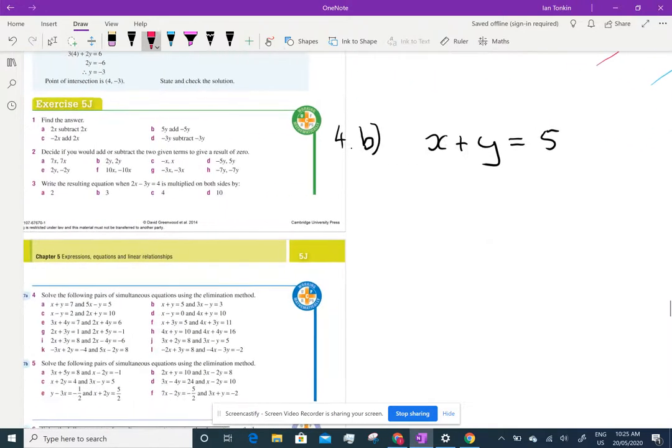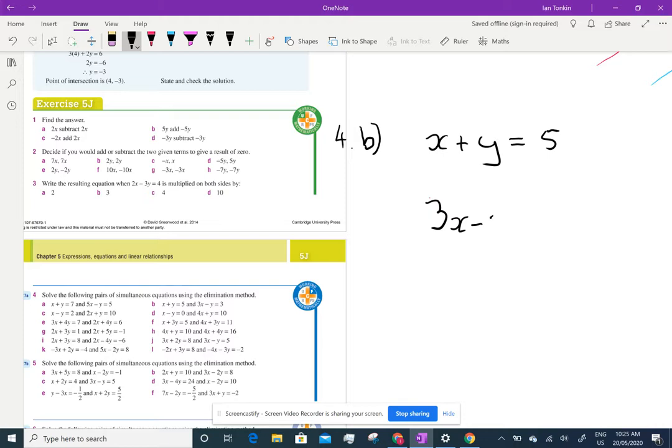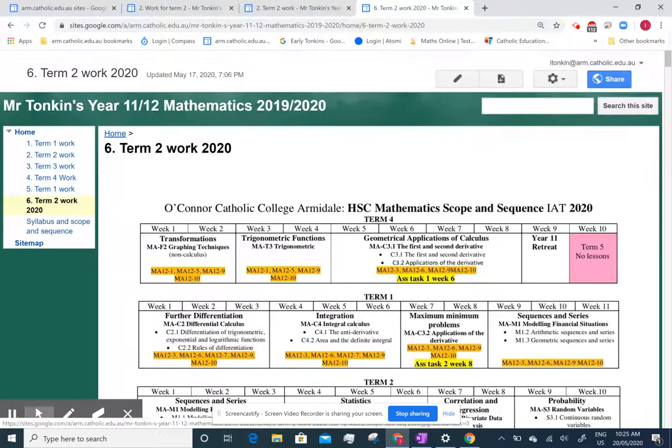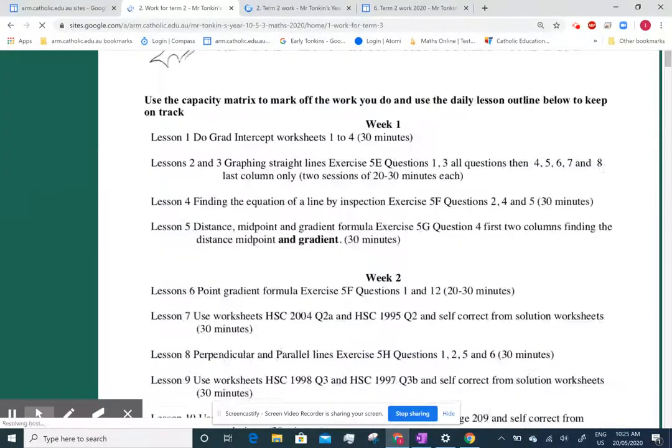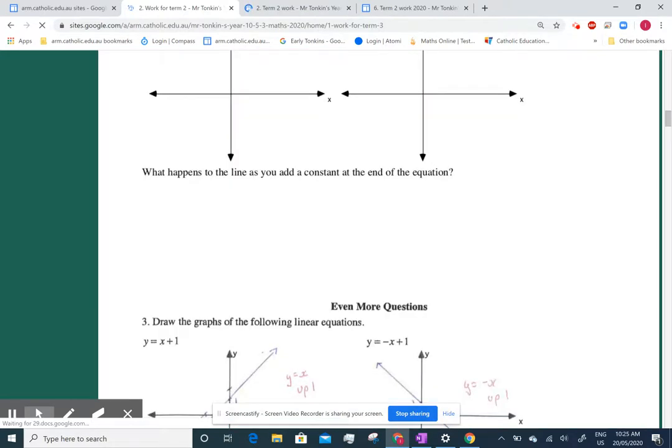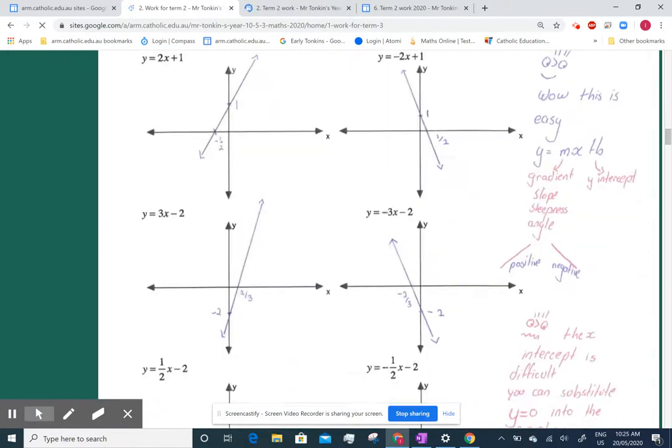So let's go back here to 4B. I have these two equations, x plus y equals 5, and 3x minus y equals 3. I've put the steps to these on our web page and in the learning intentions, and it's a pretty cool way to remember what you're doing.